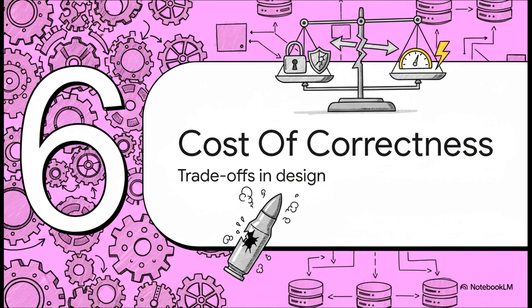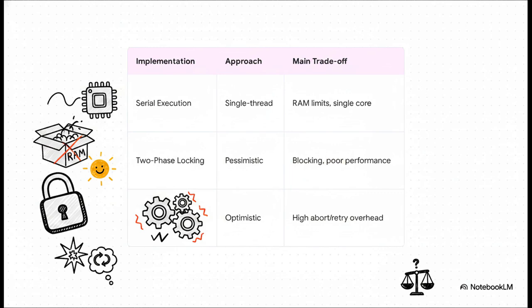Which brings us to our final section, Section 6, the cost of correctness. You know, there are no silver bullets in system design, so let's quickly recap the main trade-offs of these three approaches. Every engineer needs to understand that absolute safety isn't free. First up, actual serial execution. It's beautifully simple and single-threaded, but it heavily restricts you to single-core throughput and forces you to fit your active data set entirely in RAM.